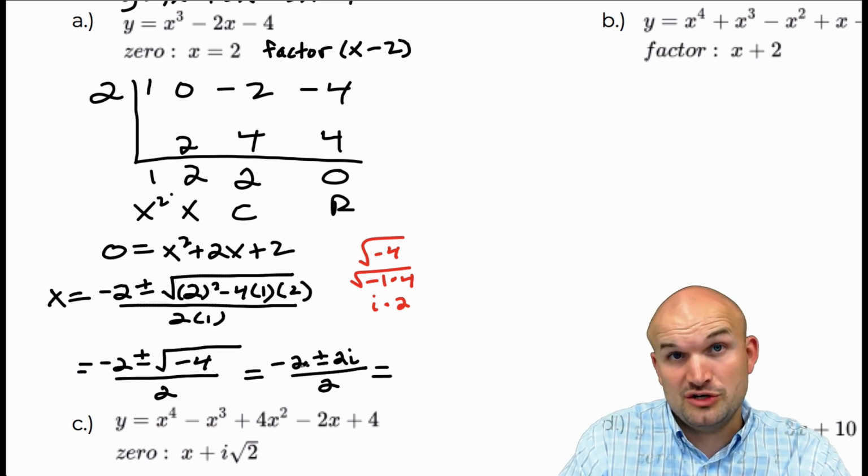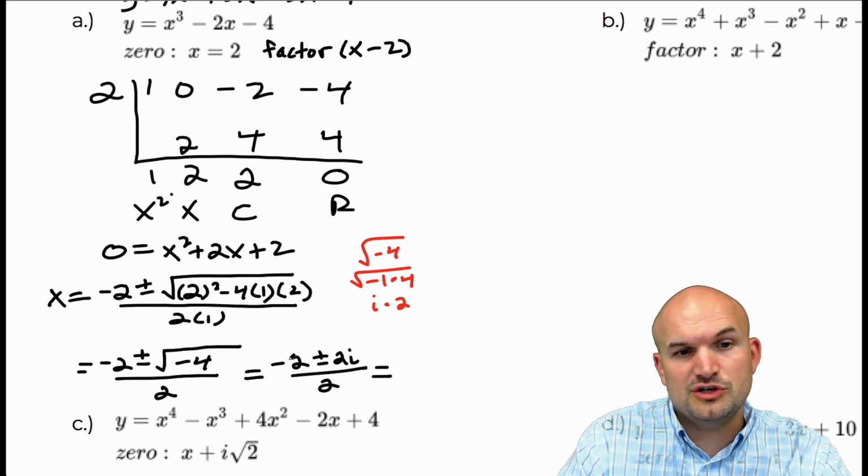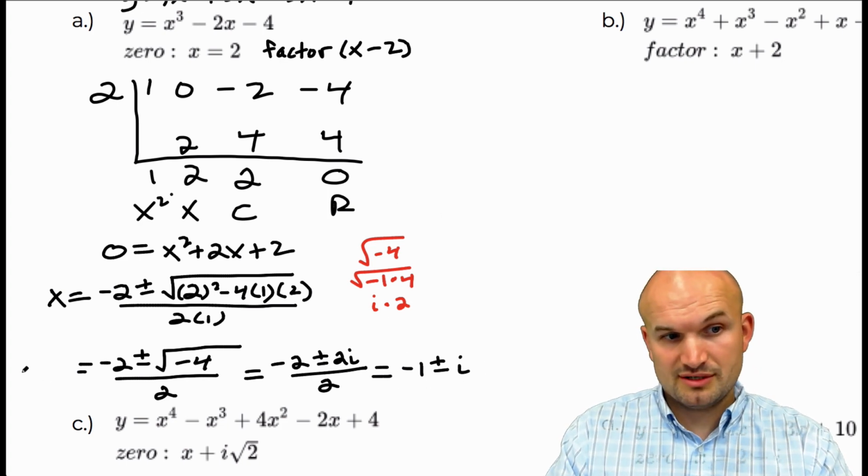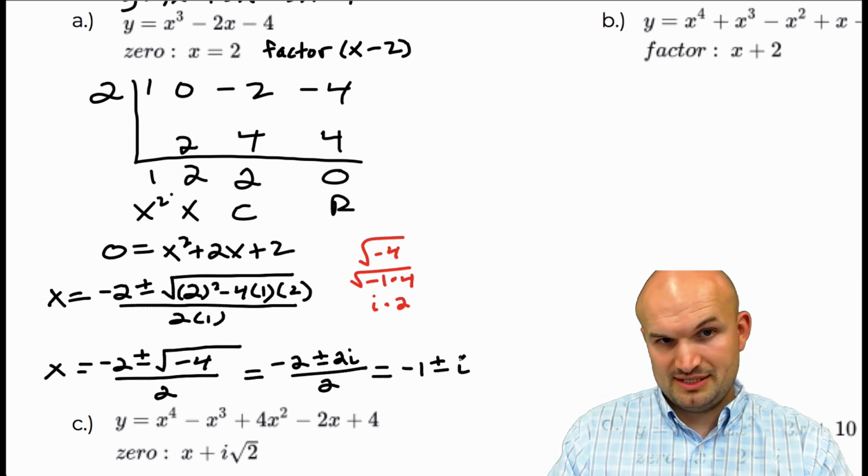We can divide this 2 into both of those terms. So 2 divided by -2 is going to be -1, plus or minus 2i divided by 2, which is just going to be i. All right, so those are going to be my two zeros. So again, x equals basically all the way to here.